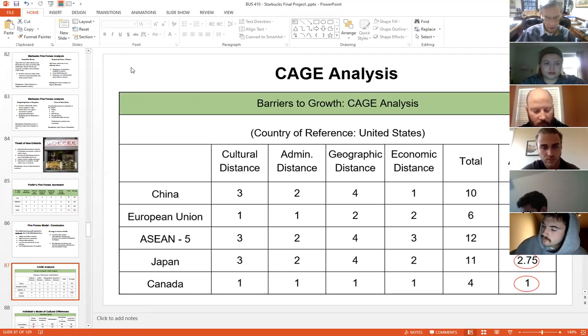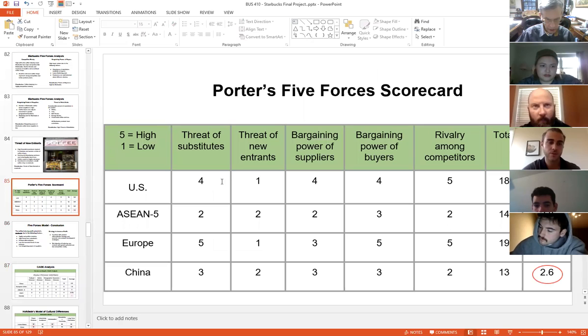Where are the barriers to entry the greatest? Yeah, we can see that the highest growth potential is Canada. Is it the lowest, right? Well, yes. Now the CAGE tells us what the barriers to entry are, yeah, right? And they help us understand what the threat of new entrants is.